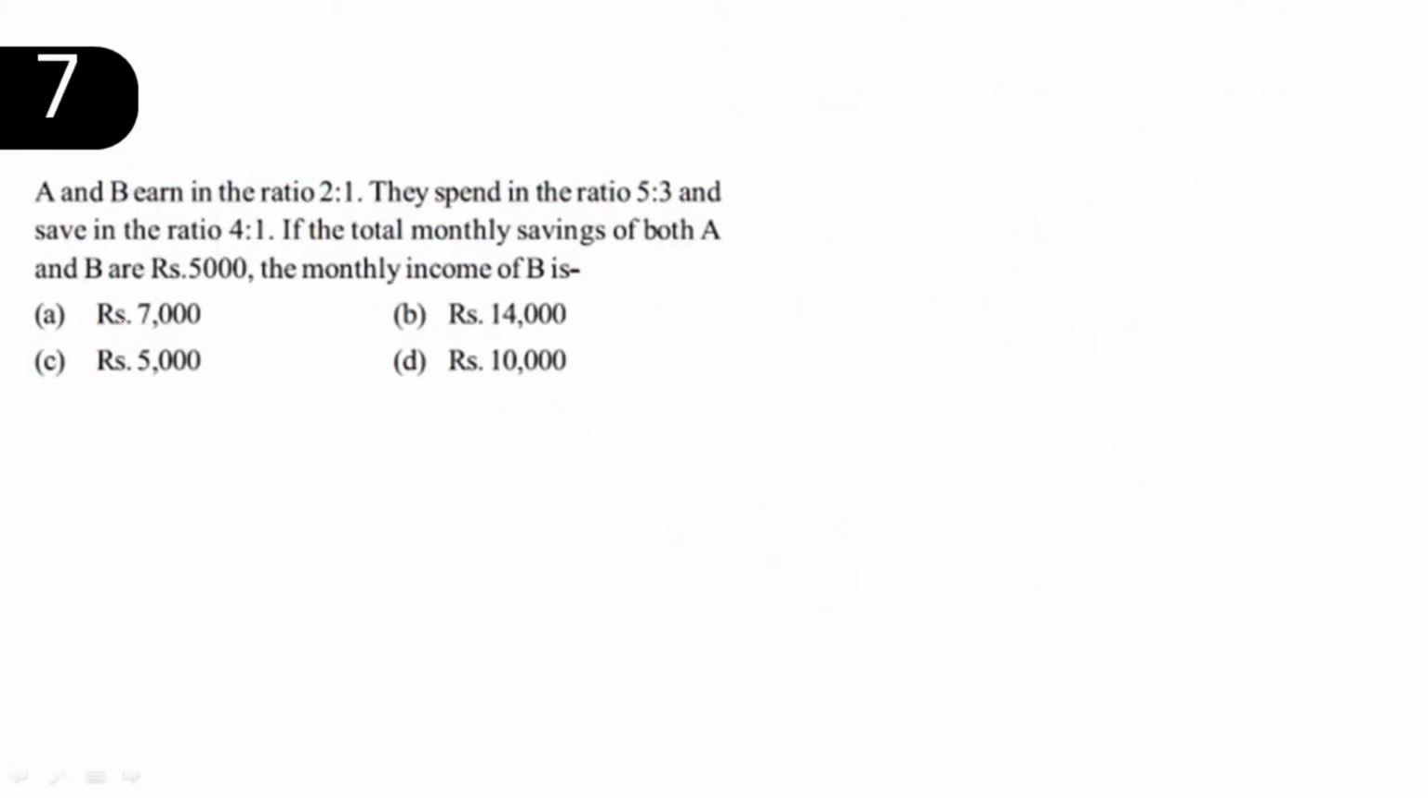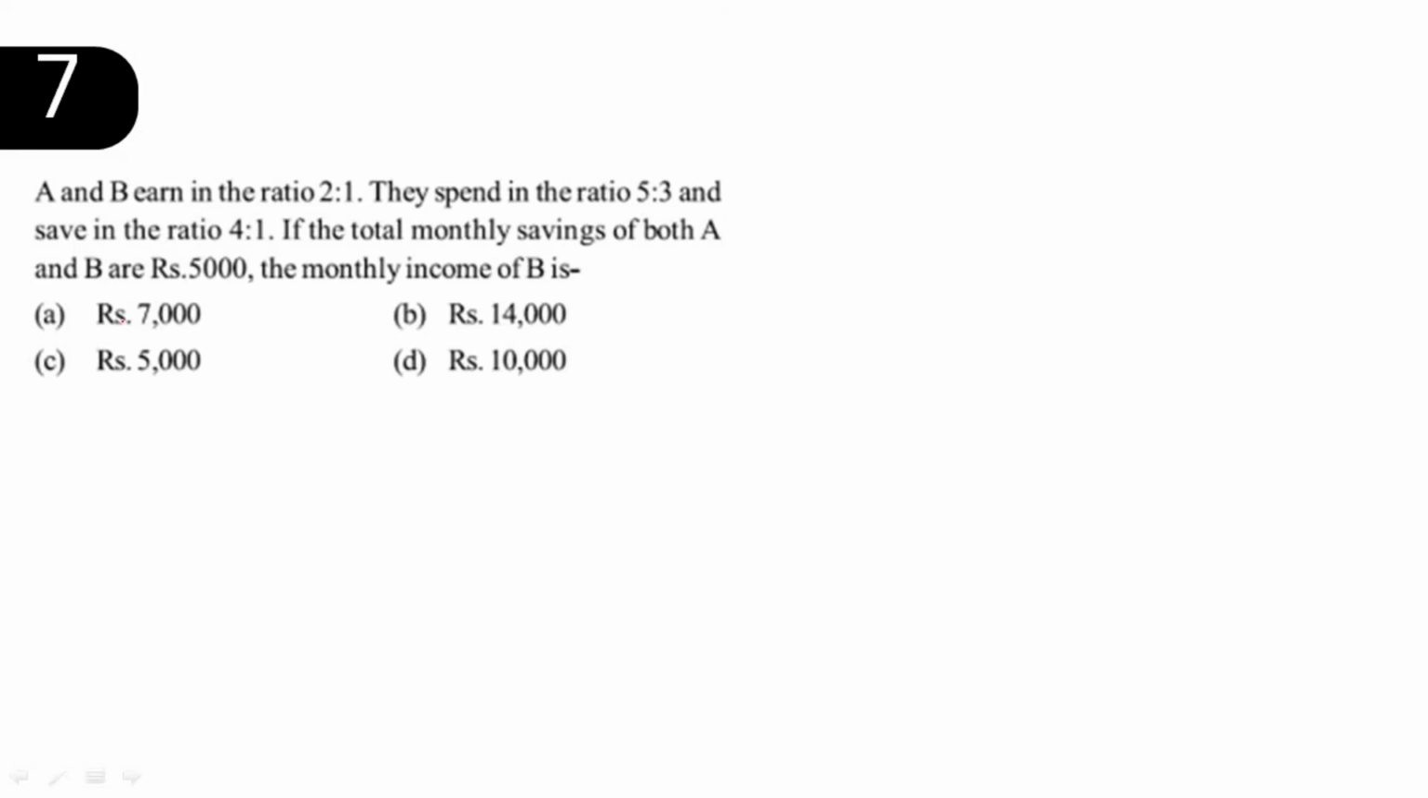Okay, so now the next question. A and B earn in the ratio 2:1. They spend in the ratio 5:3 and save in the ratio 4:1. If total monthly saving of both A and B are 5,000, okay, means they together save 5,000.